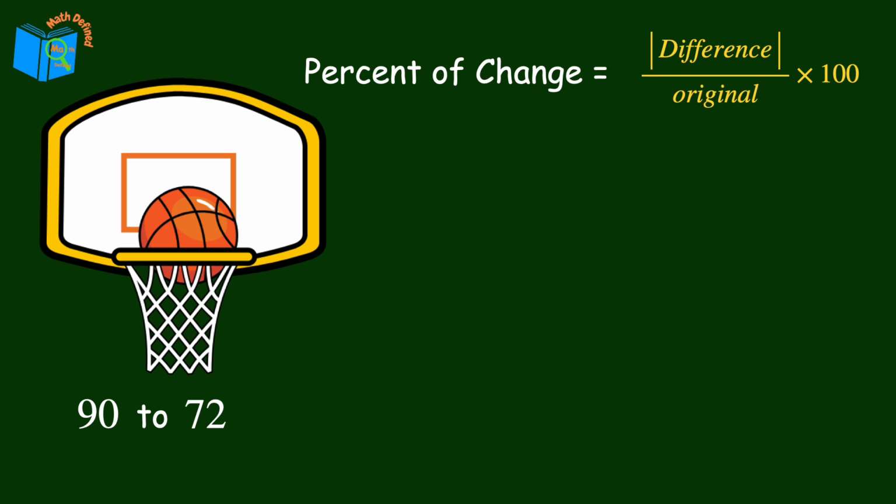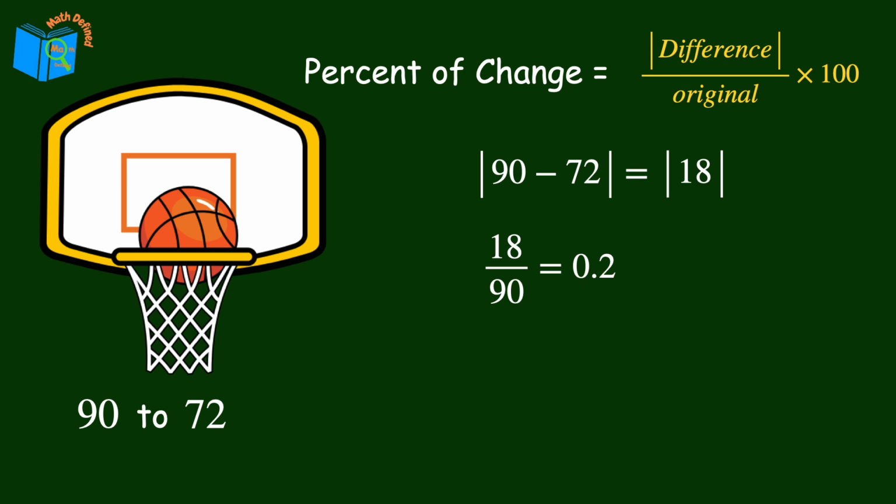Then come back and check your answer. All right, let's solve it together. First, find the difference between the two scores. 90 minus 72 is 18. Since it's already positive, the absolute value is just 18. Then we'll divide by the original score, 90 points. 18 divided by 90 is 0.2. Multiplying by 100, we get 20%. So the team's average score dropped by 20%. That's a pretty big decrease. I think it's time to work on those free throws.